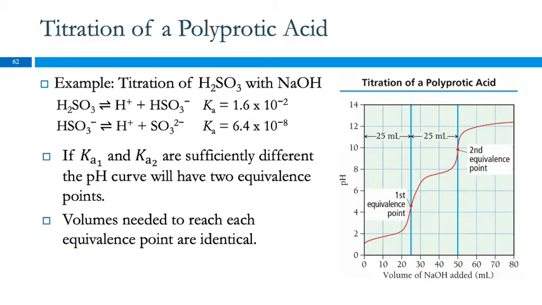The volumes needed to reach each equivalence point are identical. To get to the first equivalence point is taking us 25 milliliters. That's to neutralize the first hydrogen. And it's going to take another 25 milliliters to neutralize the second hydrogen. Because there's exactly as many of these as there are of those because they came together.